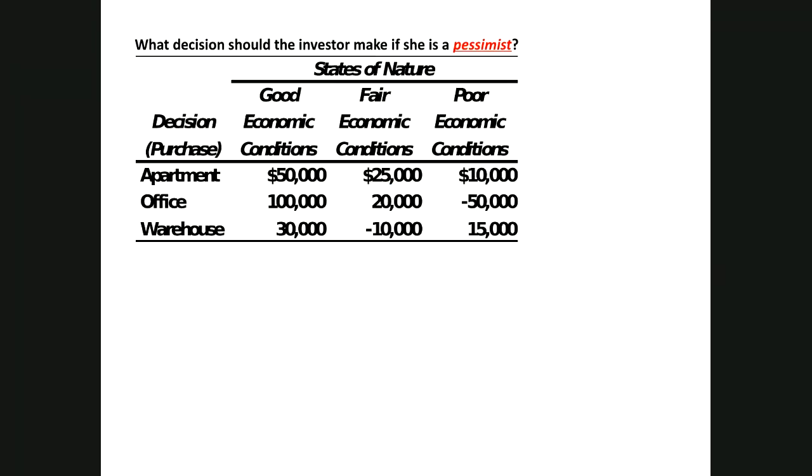Okay, so now let's look into what if our decision maker is a pessimist. The criteria outlined in the textbook is called maxi-min. And the maxi-min criteria, I didn't mean to erase that.